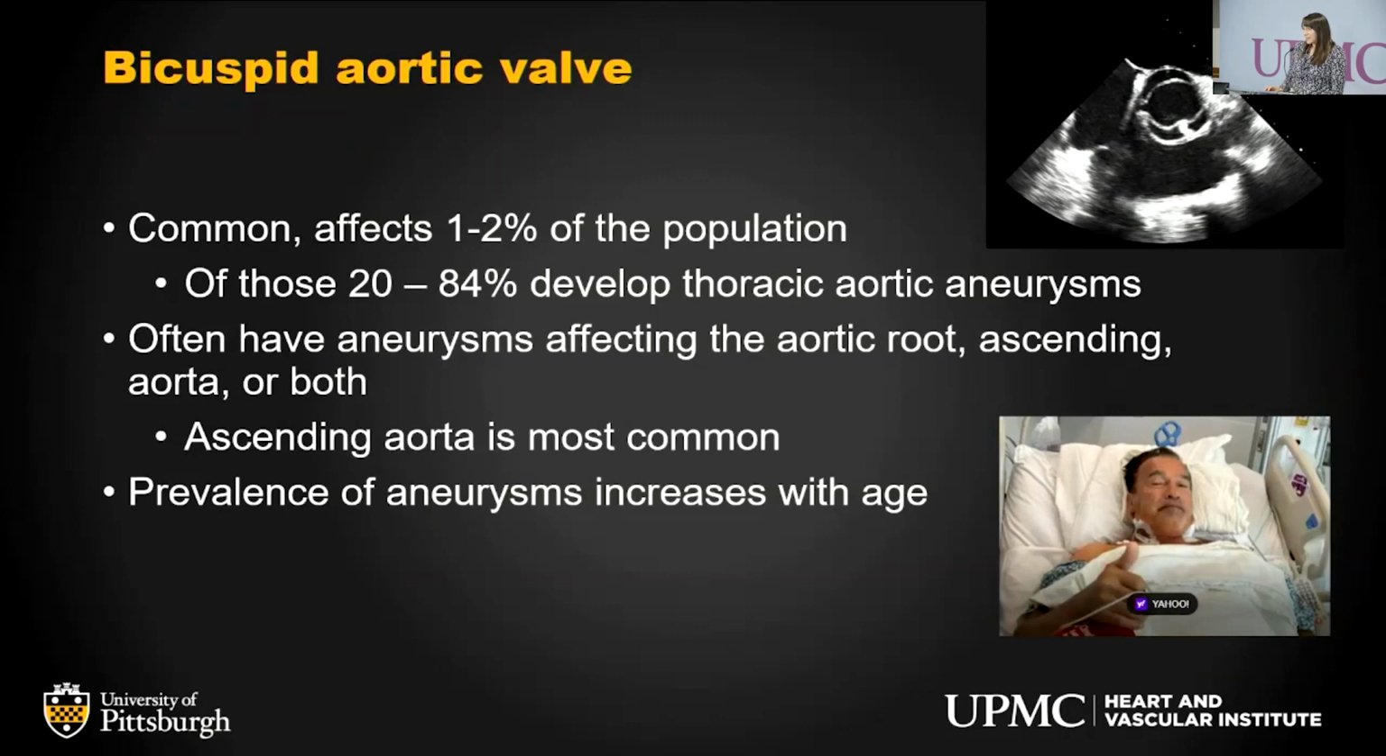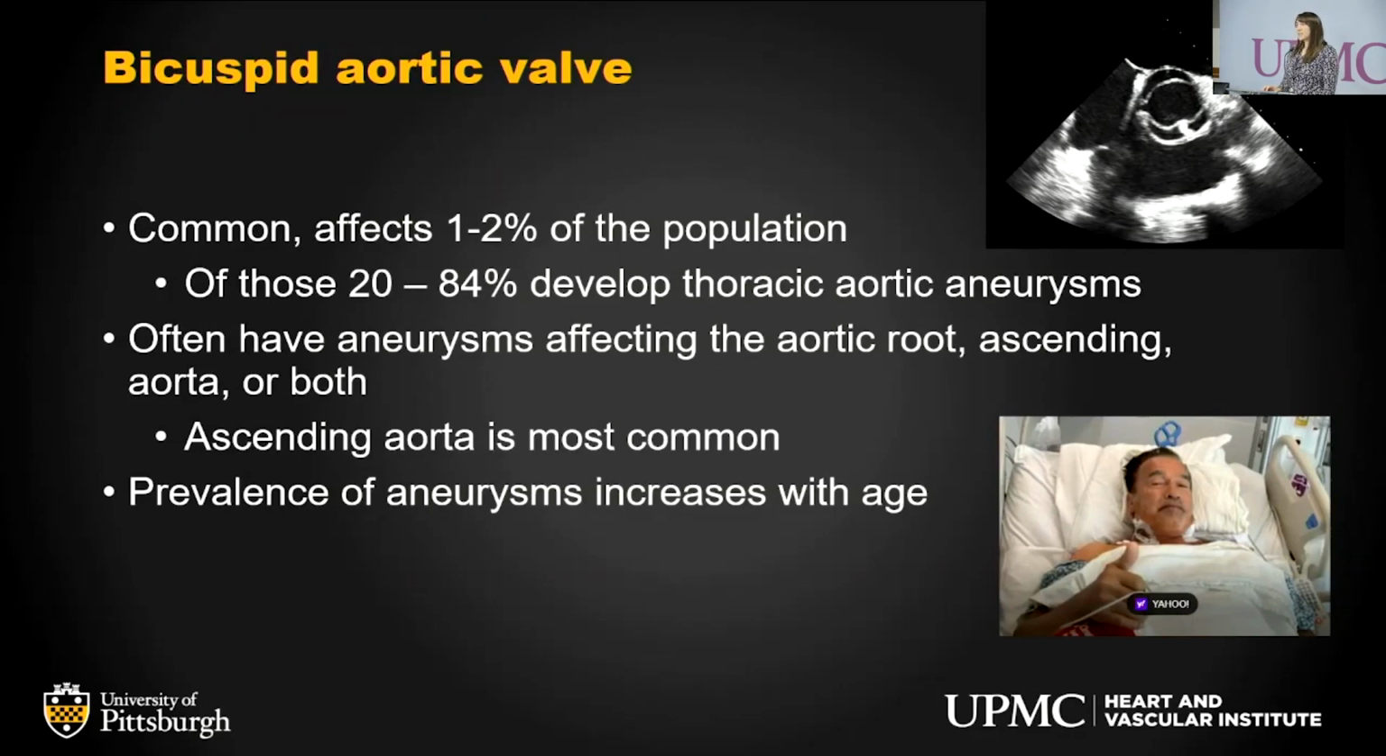And then last but not least, we'll talk a little bit about the bicuspid aortic valve. So this is pretty common and affects 1 to 2% of the general population. Of those, based on the study's definition of an aortic aneurysm, estimates range from 20 to 84% will develop a thoracic aortic aneurysm.